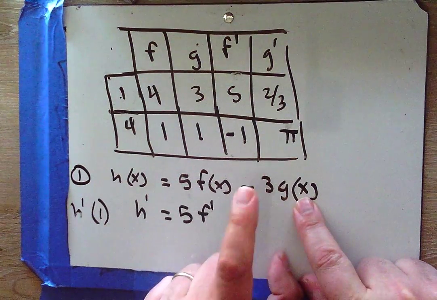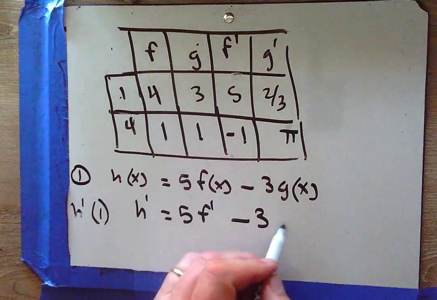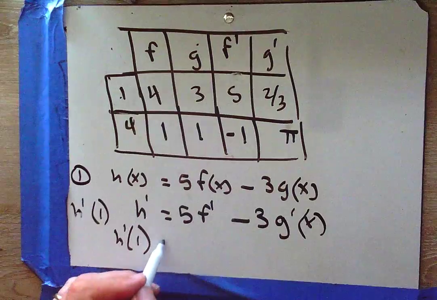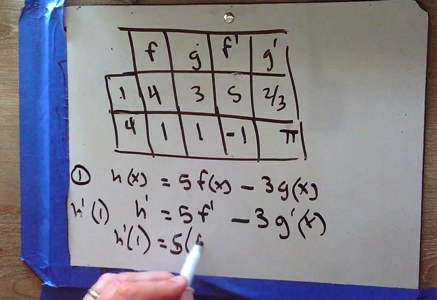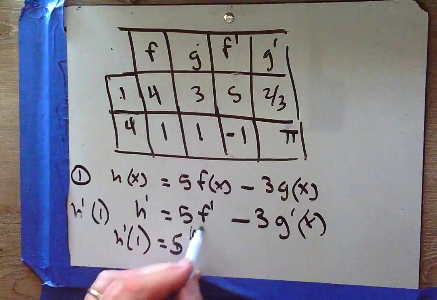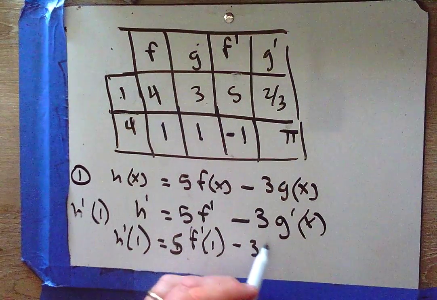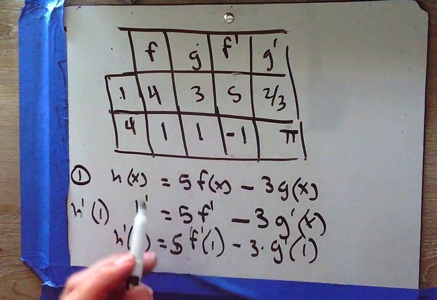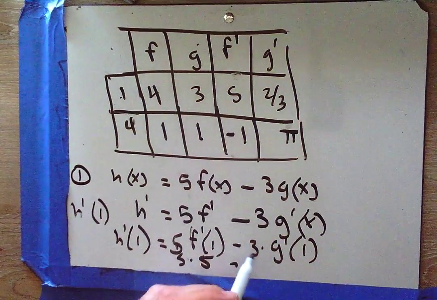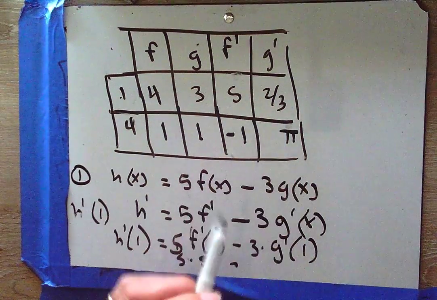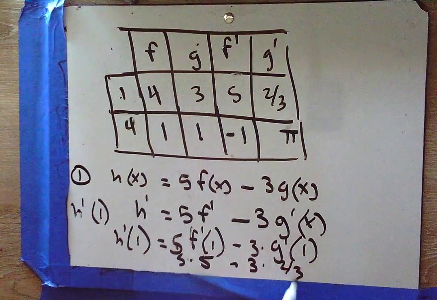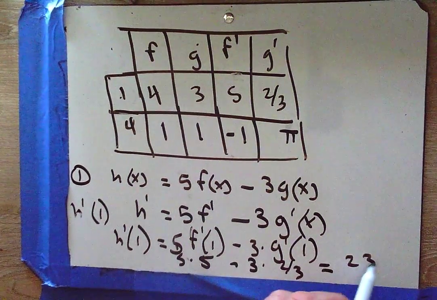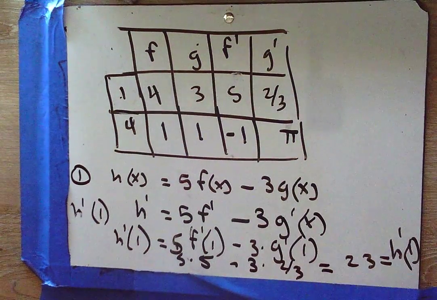Take the derivative of the function and multiply it by the constant. So we're going to have 3 times g prime of x. And since we want h prime of 1, that means we want 5 times f prime of 1 minus 3 times g prime of 1. Well, f prime of 1 is 5, so we have 5 times 5, minus 3 times g prime of 1, which is 2/3. I end up with 25 minus 2, or 23, is h prime of 1.